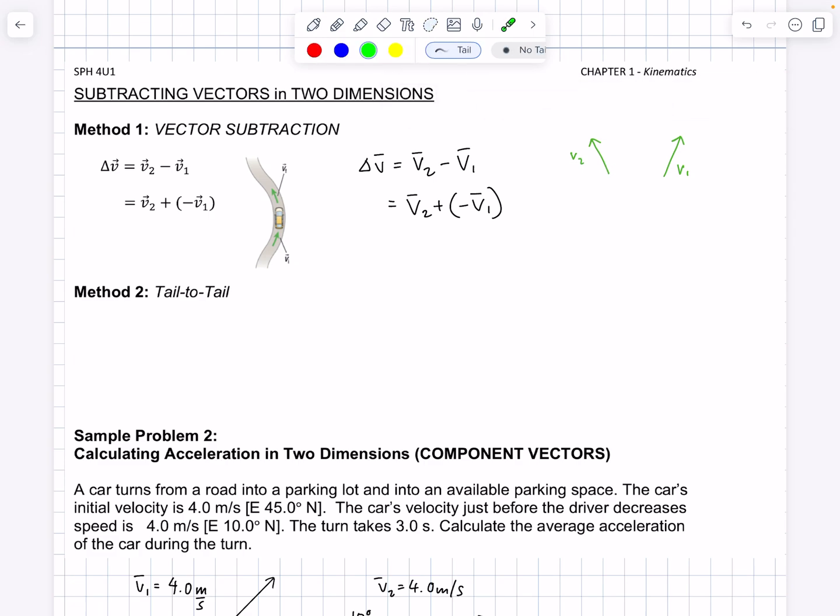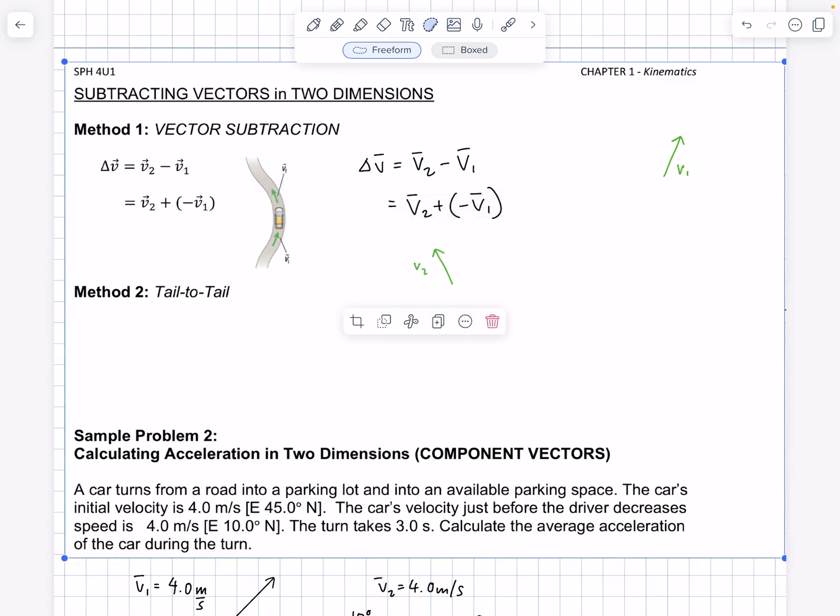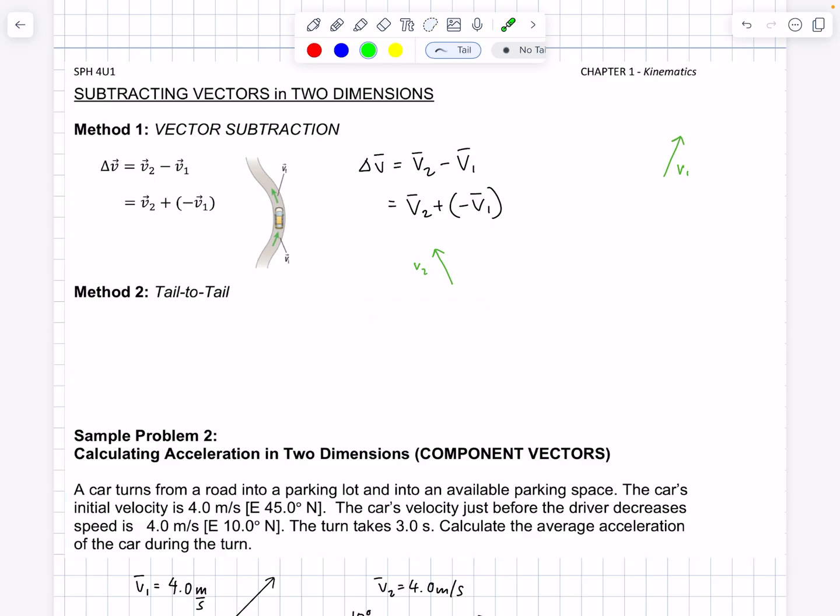If we look at this statement, in order to find delta v, we are going to add v2 plus negative v1. So we have positive v1. What would negative v1 look like? If this is positive v1, then negative v1 would simply look the same, just in the opposite direction.